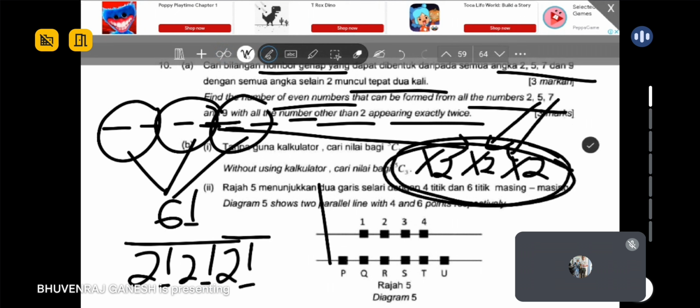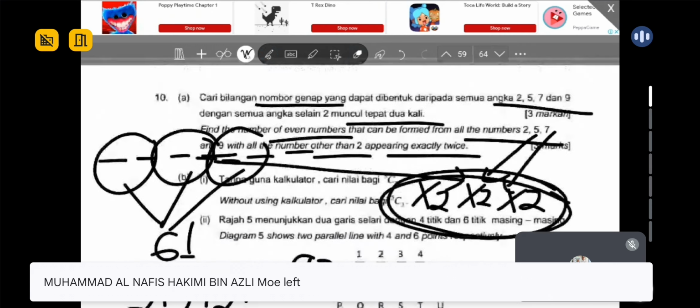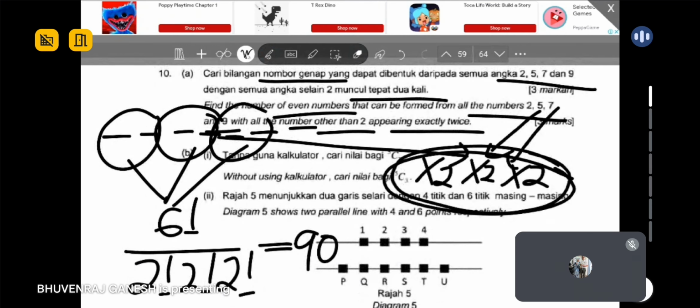So this is your answer lah guys. Ini jawapan kamu. That's all. Okay, so your answer is 90. Boleh faham soalan ni? Clear? How to do it? Senang kan?